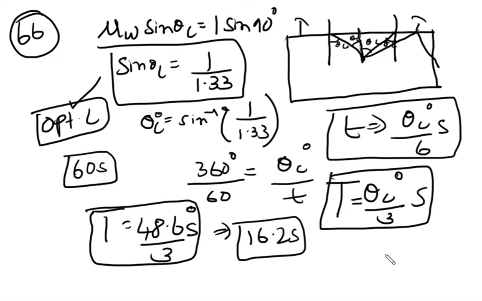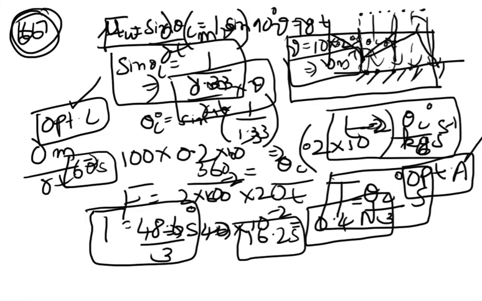So theta c is what? We know it is 48.6 degrees for a water surface. So 48.6 by 3 is about 16.2 seconds. So the right choice would be option C for this question. Here we need to know only that till theta c the light will escape from the water, otherwise it will be totally internally reflected. Okay, then we move on to the next question.